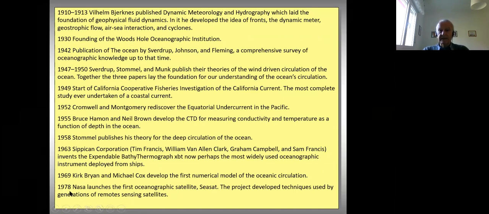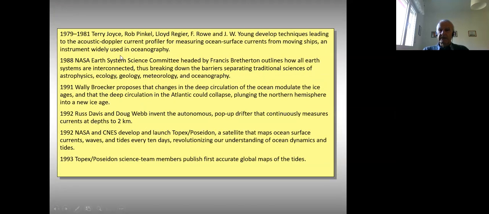The first oceanographic satellite was launched in 1978. Before that, there was a meteorological satellite, and this one in 1978 is the remote sensing satellite for oceanographic data.